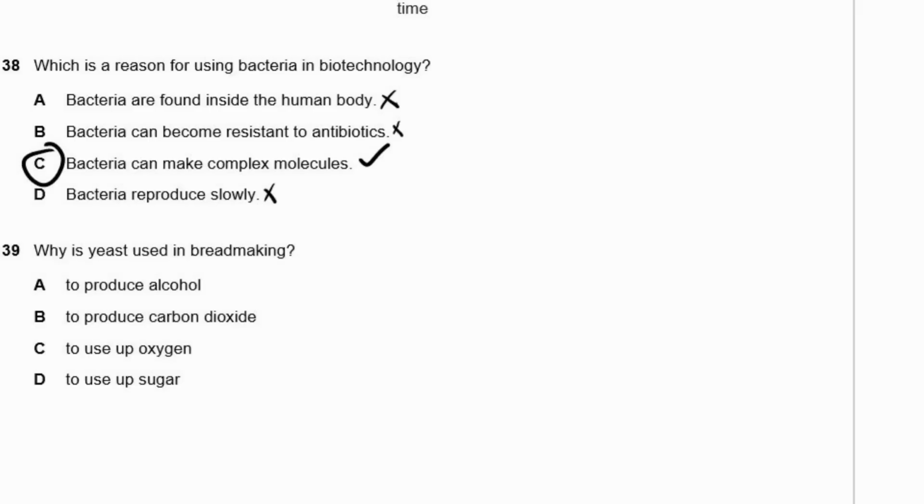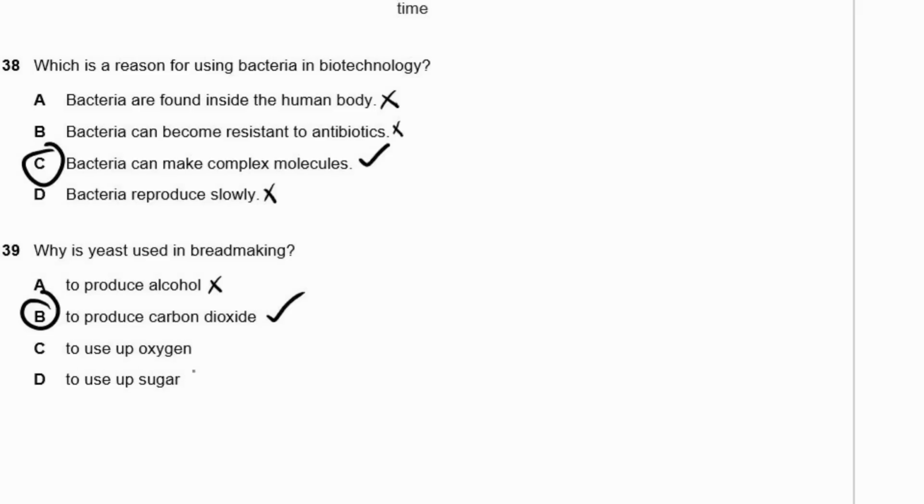Question 39. Why is yeast used in bread making? Is it to produce alcohol? Now, I don't see why producing alcohol is useful for bread making. That's for brewing, for beer or wine or other alcohols. To produce carbon dioxide? Yes, you like those little bubbles in bread. They make it rise, they make it fluffy. That's what we like for bread making. So I'm going to put that in.